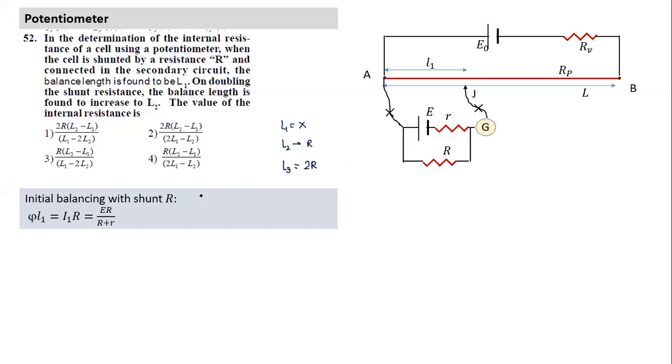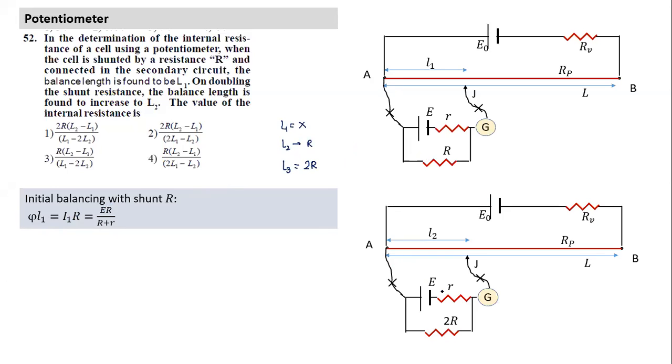Yes, sir. So the initial balancing length is what? Phi L1 is equal to what? In that case, this is IR. So what is the resistance connected? Resistance R is connected. What happens on doubling the shunt resistance? What is changing around the phi? R is becoming 2R. What I change, I notice here, R has become 2R.